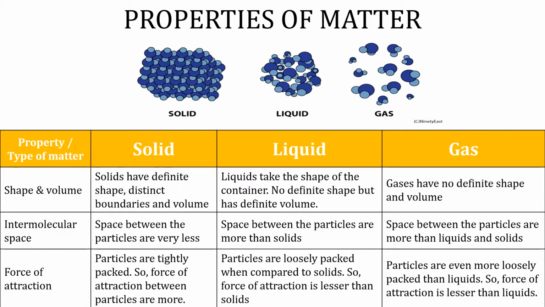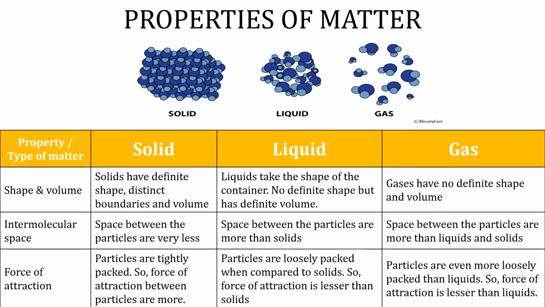Let's learn the properties of matter in detail. Shape and volume. Solids have definite shape, distinct boundaries, and volume. Liquids take the shape of the container, have no definite shape but have definite volume. Gases have no definite shape and volume.